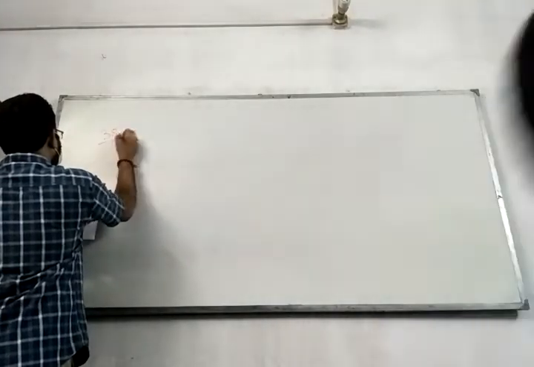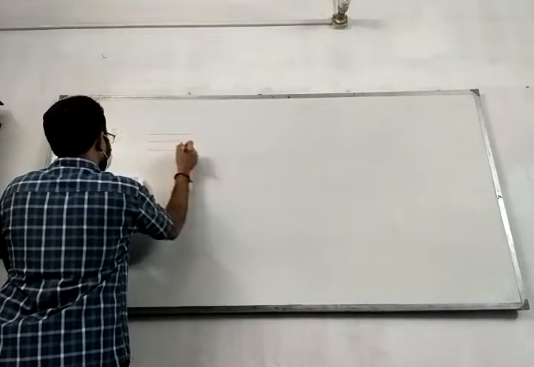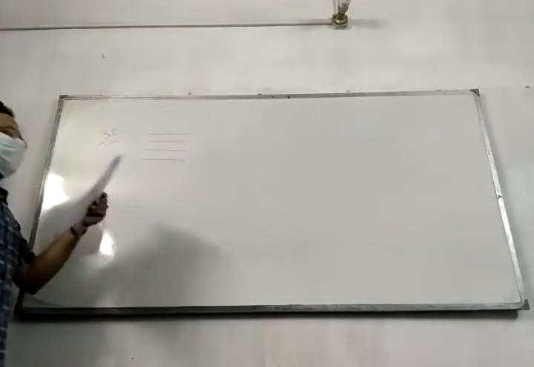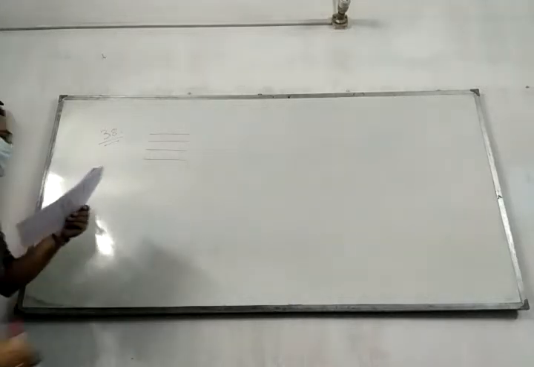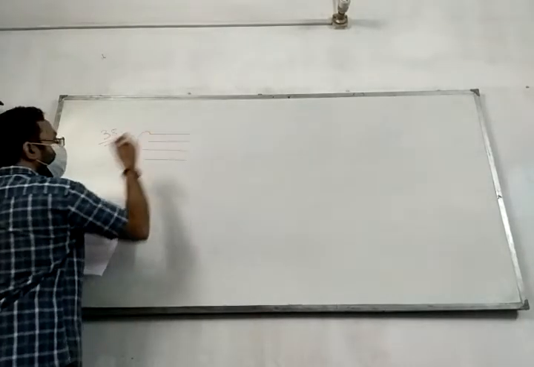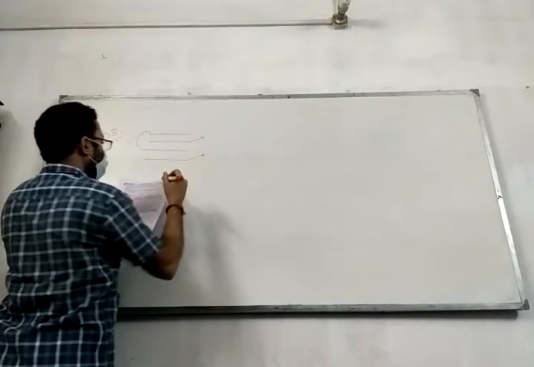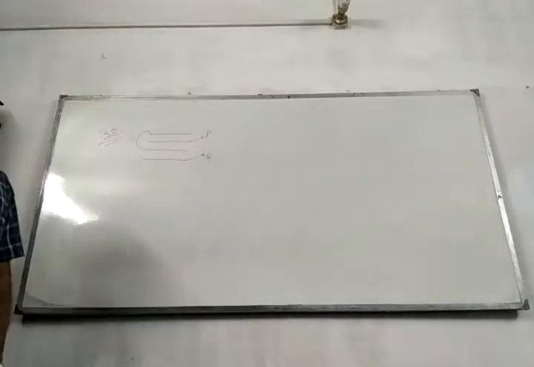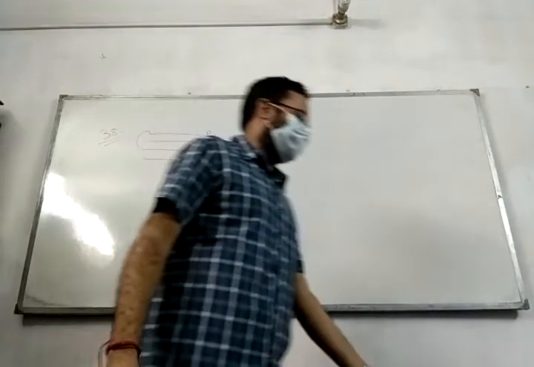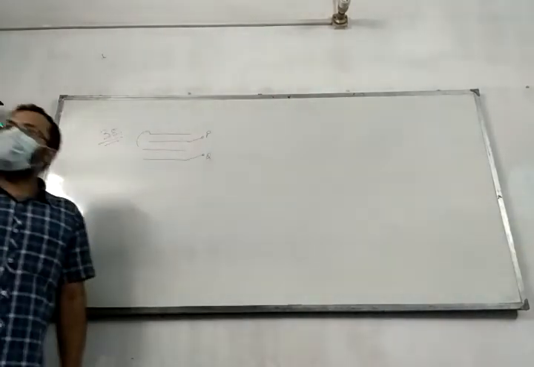In question number 38, the diagram shows 4 plates kept one after the other, but they are not connected in series. Instead, this plate is connected to this plate, and there are connections taken out from these 2 plates, across which they are asking us to find out the equivalent capacitance.